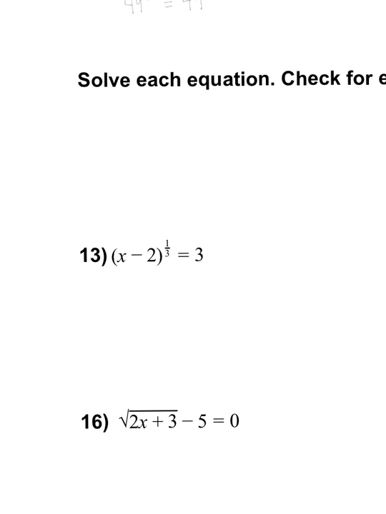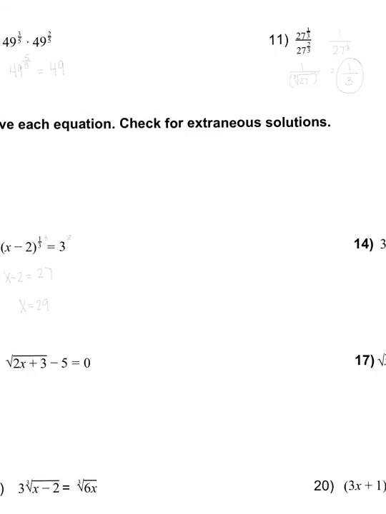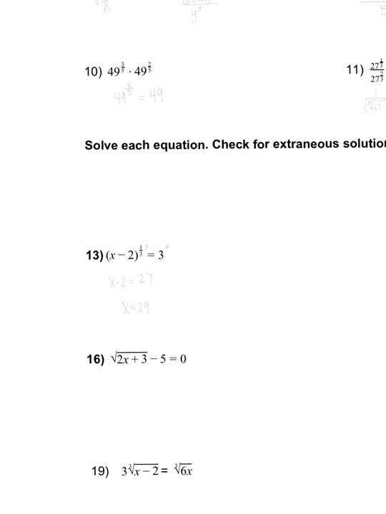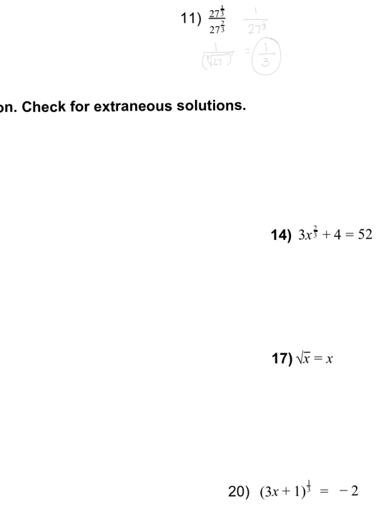All right, solve each, check for extraneous solutions. Remember, checking for extraneous solutions simply means that you're plugging in the answers and making sure that they work. So for the first one, how we get rid of a 1/3 power is we multiply both sides by 3 over 1. So now I'm left with x minus 2 equals 27, x equals 29. 29 minus 2 is 27, the cube root is 3.